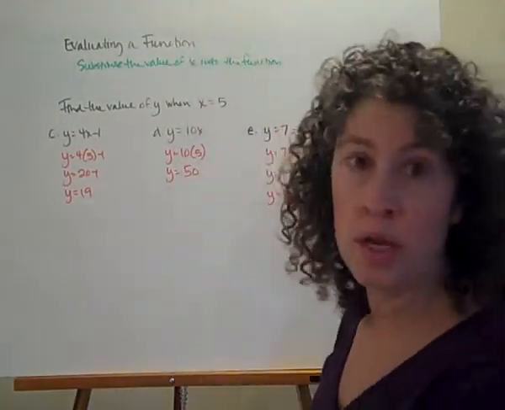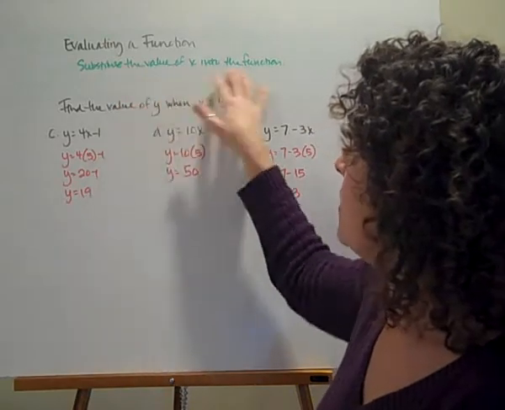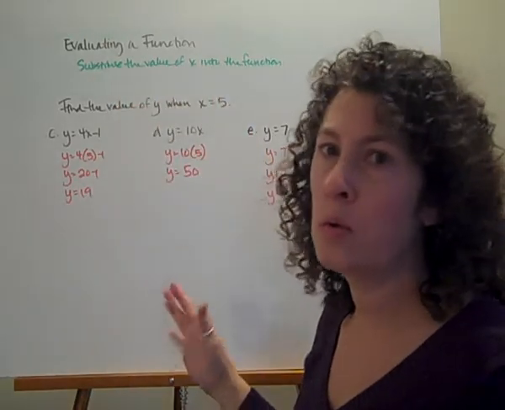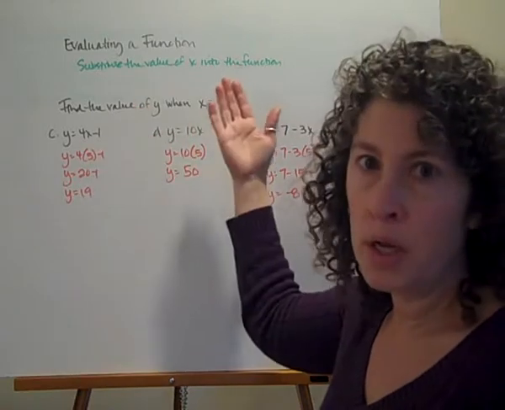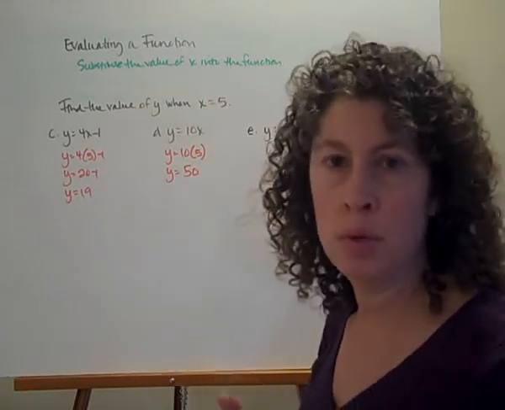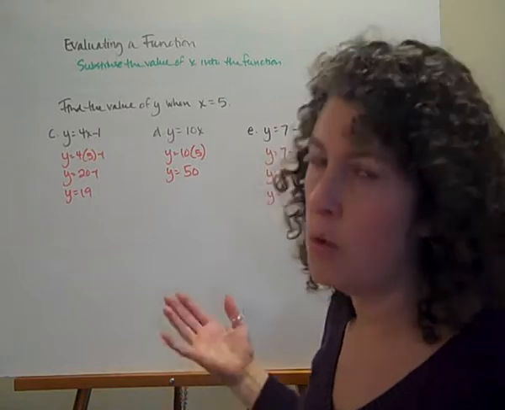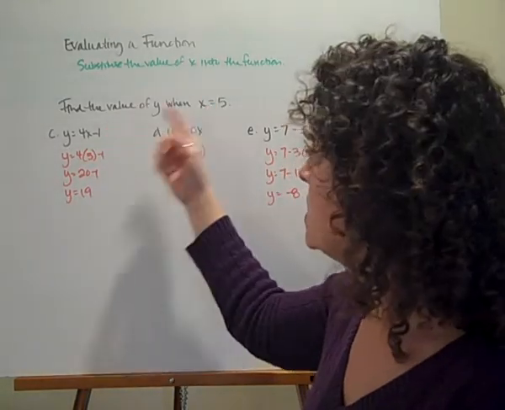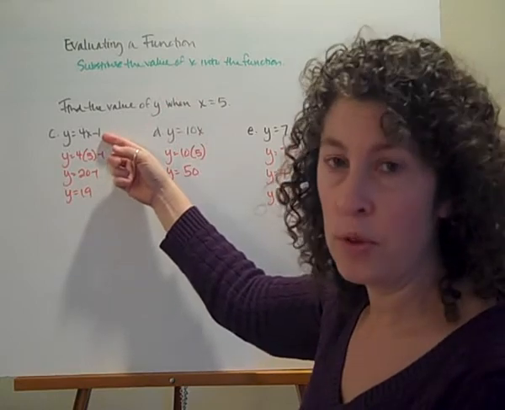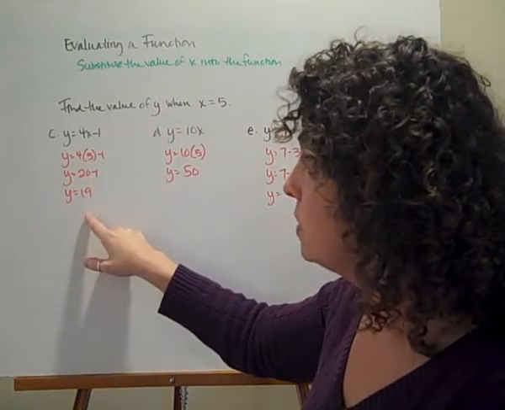We're going to evaluate each of these functions, substitute the value of x into the function. This should be old hat for you. You guys should know how to do this. We're going to take an equation, we're going to plug in a variable. We've done this with tables, with equations to make a table all repeatedly over and over again. So let's start with y equals 4x minus 1. I'm going to take the x out and replace it with a 5. I'm going to substitute that in there, and then I'm going to do the math.